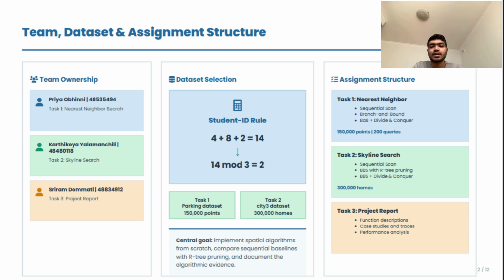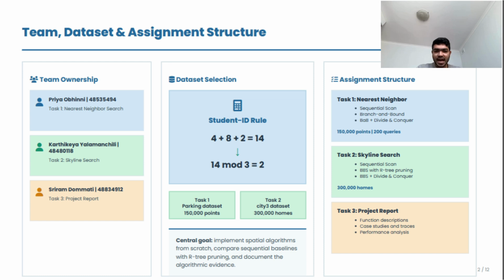Our dataset was determined by rule using our student IDs. We took the last digits of each ID, 4, 8, 2, and added them together to get 14, and computed 14 mod 3, which equals 2. That assigned the parking dataset with 150,000 points for task 1 and the city 3 dataset with 300,000 homes for task 2. The central goal across the entire assignment was to implement the spatial algorithms from scratch, compare each one against the sequential baseline, and document the algorithm's evidence very clearly.